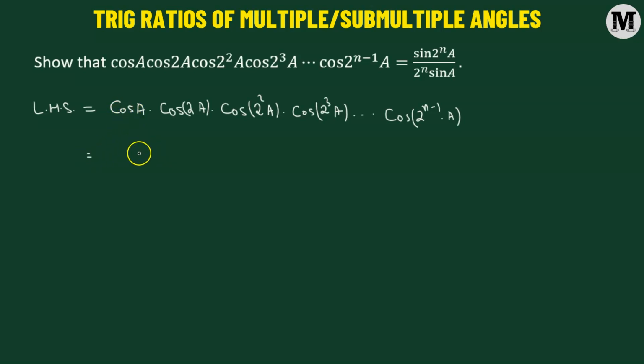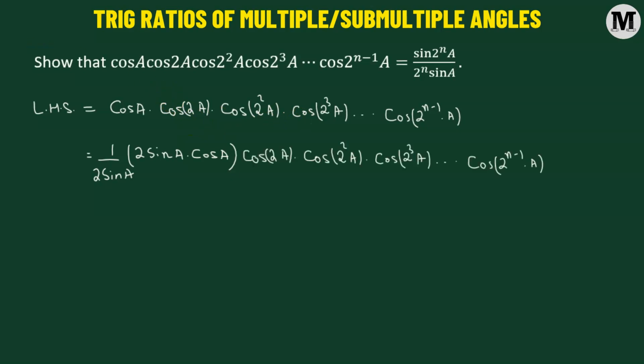Now, what we'll do, we'll consider the first function, cosine of A. We are going to multiply it with 2 times sine A, such that it becomes 2 times sine A times cosine A. Now, this is an extra term that we are multiplying, 2 times sine A, so we'll have to take care of it by dividing it with 2 times sine A. Okay, and the rest of the terms will remain.